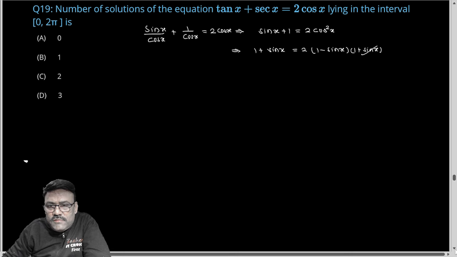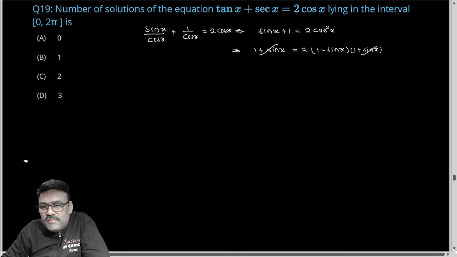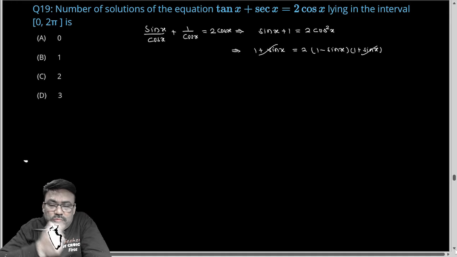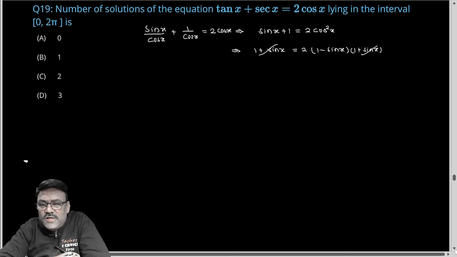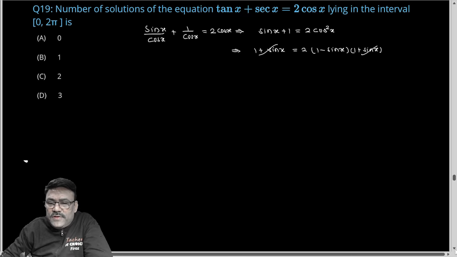Now I can cancel this 1 plus sin x. Why can I cancel this 1 plus sin x? Because 1 plus sin x cannot be 0. If I take 1 plus sin x as 0, then sin x will be minus 1, and then tan will not be defined. So hence 1 plus sin x cannot be 0, because corresponding to 1 plus sin x equal to 0, you are getting x equal to 3 pi by 2, where tan is not defined.